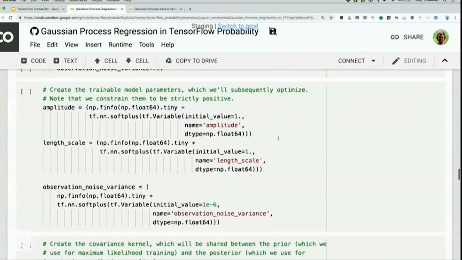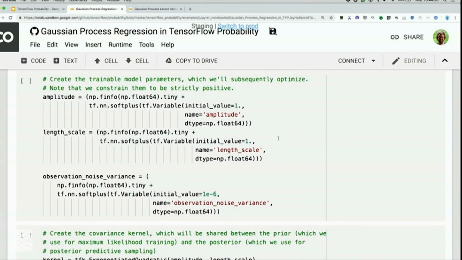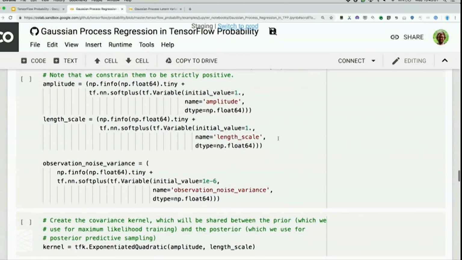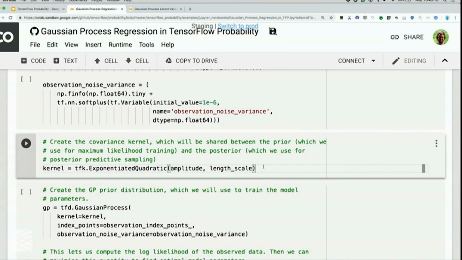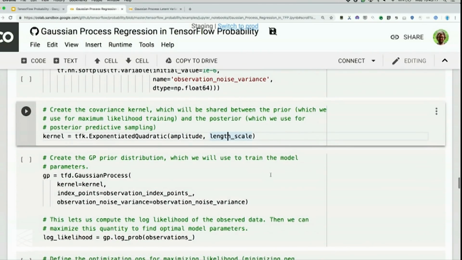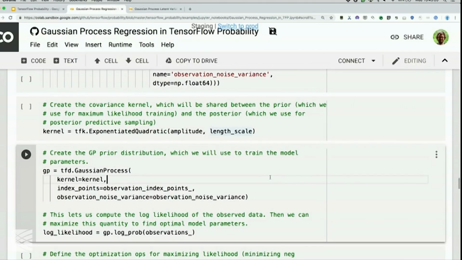And I create some TensorFlow variables. These will be trainable. I'm actually going to need to figure out the characteristic length scale and what we call an amplitude parameter that multiplies it on the left, as well as trying to estimate the observation noise. So I said these samples are noisy. How noisy are they? So these are all trainable variables. I create a kernel object, which is exponentiated quadratic, parameterized with these variables. I create a GP distribution with that kernel.